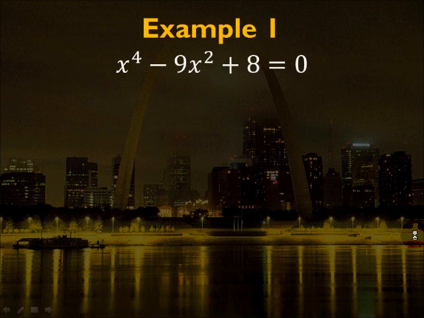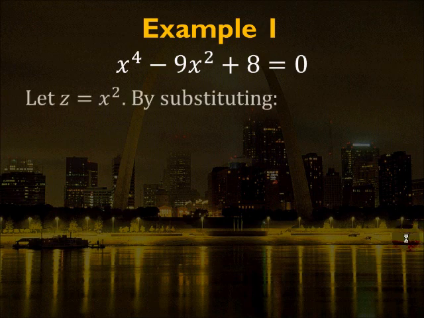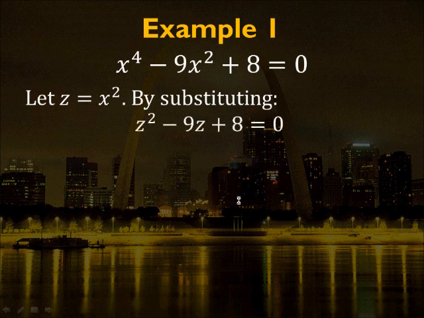So let's take a look at example 1. X to the fourth minus 9x squared plus 8. So what you could do, and you don't have to do this because if you can kind of see what the equation looks like, you don't necessarily have to substitute. So let's let z equals x squared. So if you substitute, x to the fourth is x squared squared. So that's z squared. X squared is just z, so we plug in z for x squared. And so your new equation is z squared minus 9z plus 8.